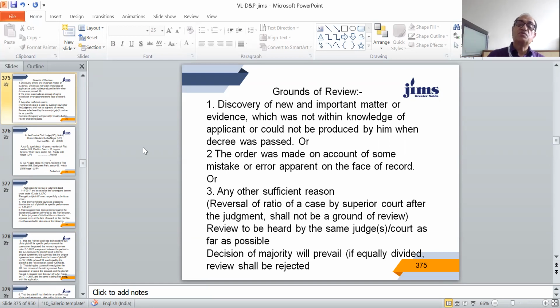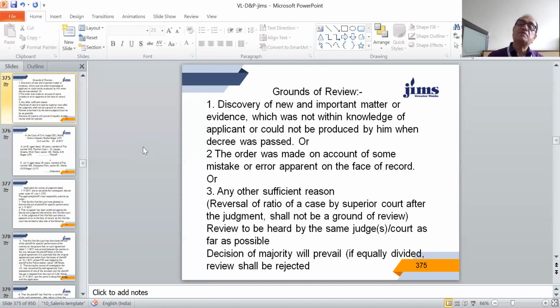And dear students, review is to be heard by the same judge or same court as far as possible. If the judge has been transferred to another district, and a new one has joined, then the new incumbent will hear your review petition. But the court should be the same as far as possible. If the court has been abolished, then somebody is in charge of that court also. So the thumb rule is that review is to be heard by the same judge and by the same court. And the decision of the majority will prevail. If the judges are equally divided, the review shall be rejected.